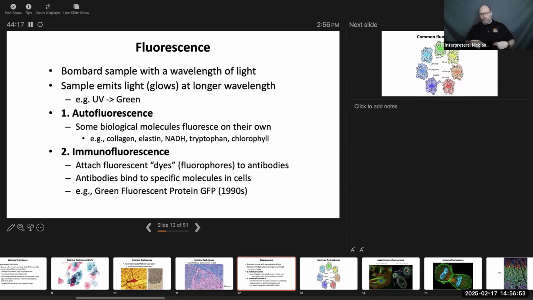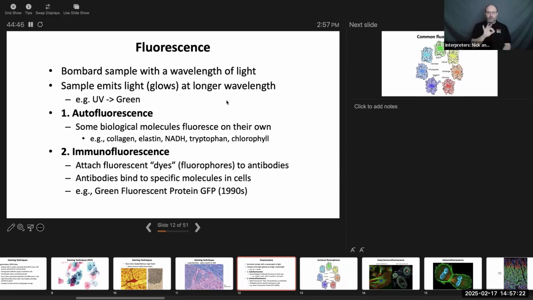So you shine ultraviolet light on a sample, it absorbs that ultraviolet light, so it's absorbing energy, and then the sample re-emits that light at a longer wavelength, which is something that does fall in the visible spectrum. So you shine UV on it, you can't see the UV, but you do see the green that's then emitted by the sample. So this is a common way of getting things to glow or fluoresce.